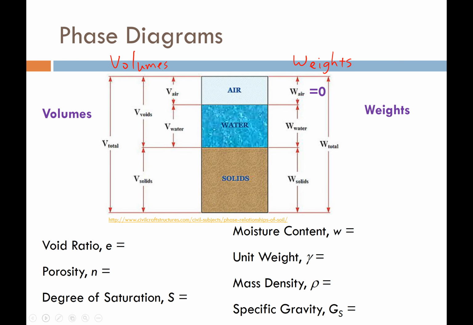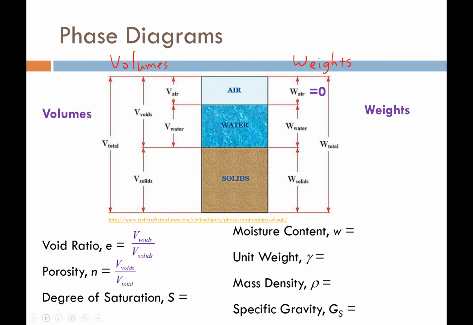With the phase diagram and with all the information about volumes and weights, we can calculate some very important parameters. For instance, we can calculate the void ratio. We use the letter e to denote void ratio, and this is simply the ratio of the volume of the voids divided by the volume of the solids. Now, the reason why the void ratio is useful is because it gives us an indication of the relative percentage of the soil that is void space. And so the higher the void ratio, typically the more problematic the soil can be.